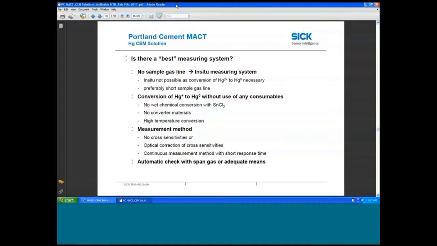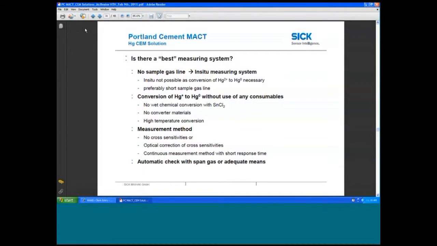The second criteria was, let's generate the conversion from mercury oxides to elemental mercury without the use of any consumables. There are some devices that use converter materials and temperature to convert. Our old device used wet chemical conversion with a tin chloride bubbler, and we wanted to avoid any sort of consumables, so we went with a high temperature conversion method that gives us 100% conversion without any consumables. Most importantly, on the measurement method, we wanted something that would be very limited in terms of cross sensitivities, or if there were cross sensitivities, we could very easily optically correct for those in real time.